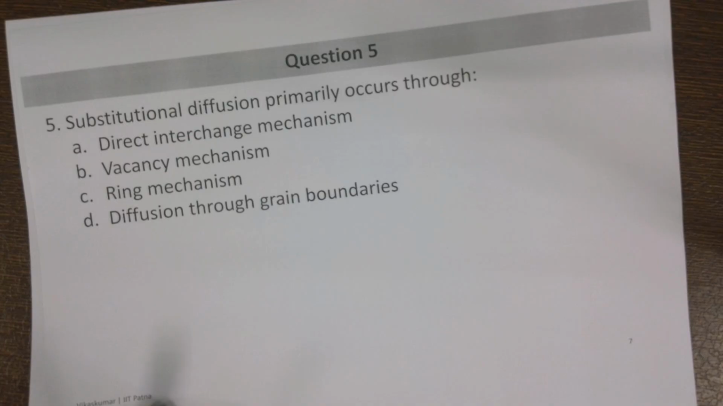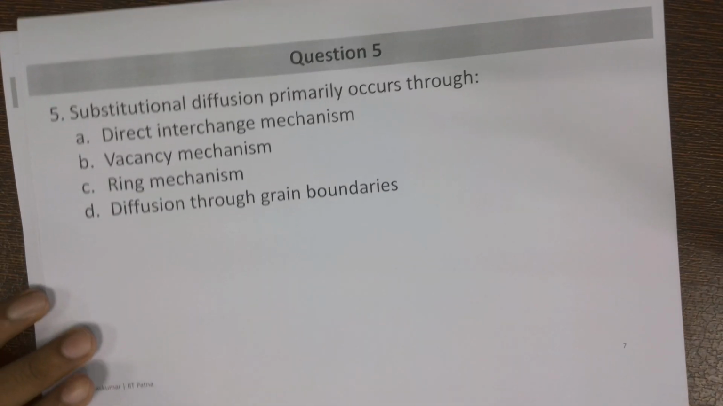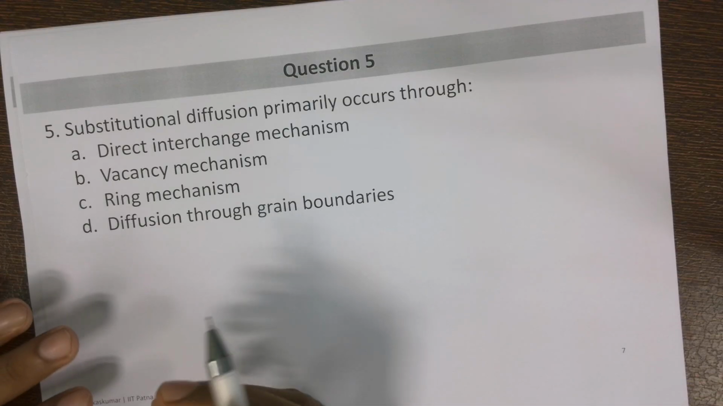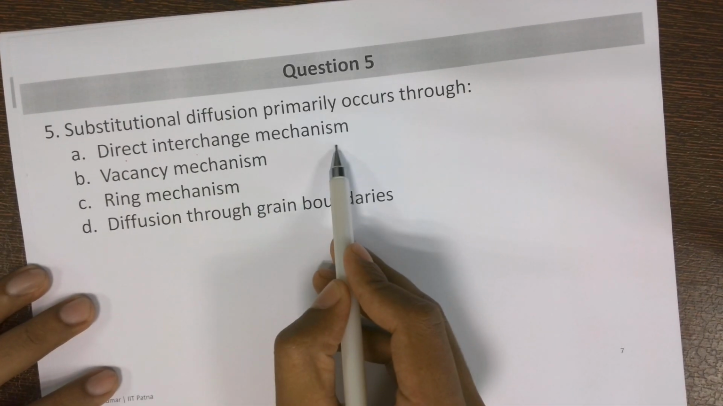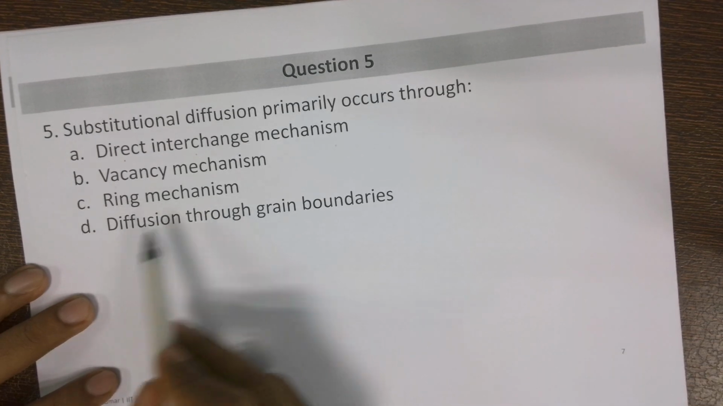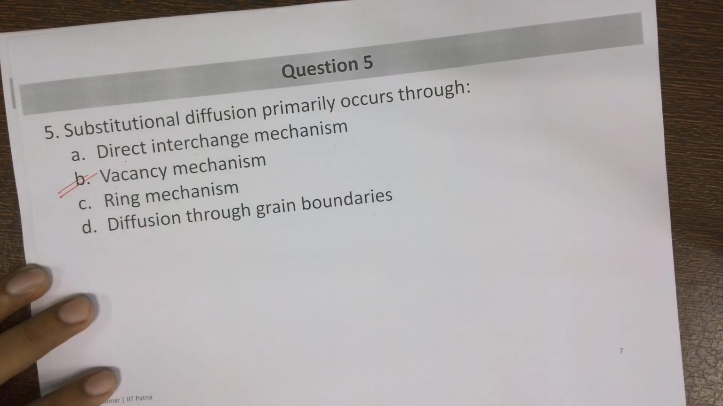If any doubt, let me know. If not, let's go to the next question, question number 5. The question says, substitutional diffusion primarily occurs through. So now we are talking about substitutional diffusion. Direct interchange mechanism, vacancy mechanism, ring mechanism, diffusion through a grain boundary. Very good. Option B is the right answer over here.